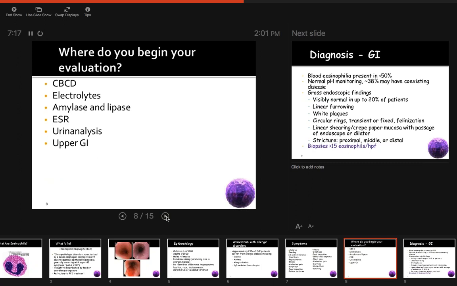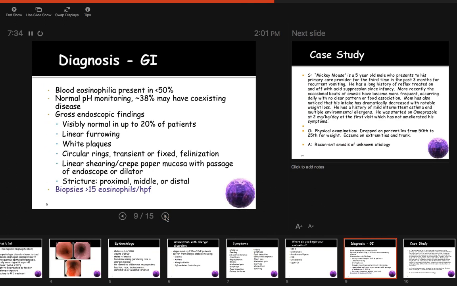So where do we begin with our evaluation? Typically the gastroenterologist will start with the CBC, electrolytes, amylase, lipase, a SED rate, as well as UA and upper GI, really to look at your differential diagnosis primarily. We see that eosinophilia is present at times, but less than 50%. With pH probe monitoring, approximately 38% may have coexisting disease, but then of course we have the other population where this is going to read normal.